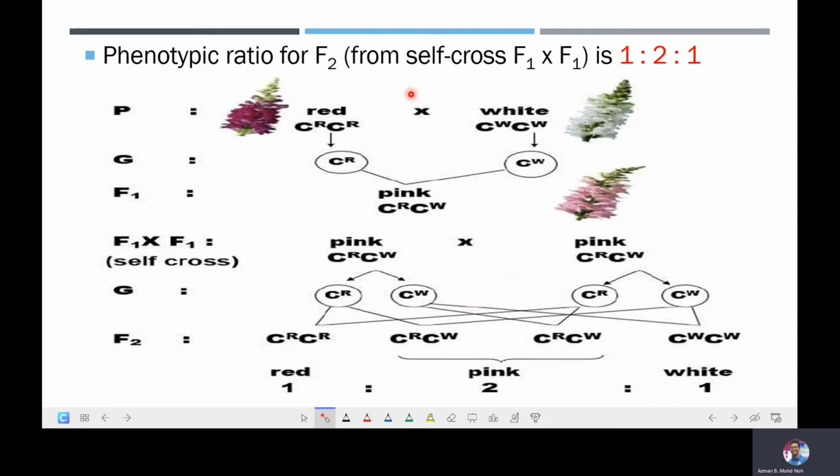This case involving the incomplete dominant alleles also deviates from the Mendelian inheritance because the phenotypic ratio for the F2 generation will also not follow the 3:1 Mendelian ratio. Instead, the phenotypic ratio for the F2 generation will be 1:1.